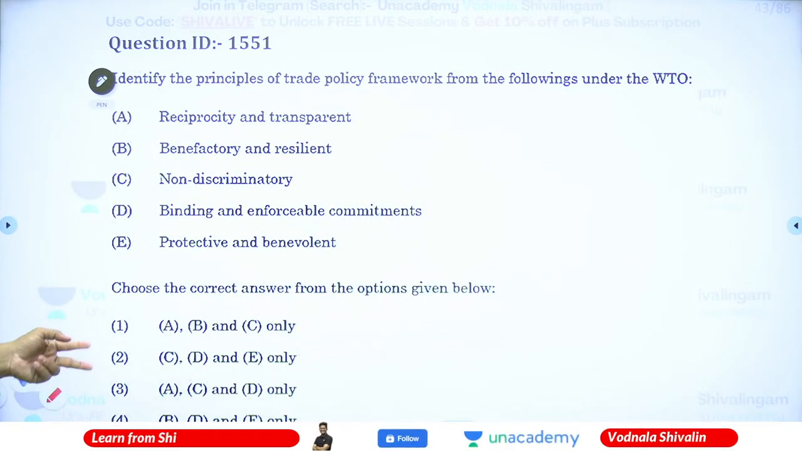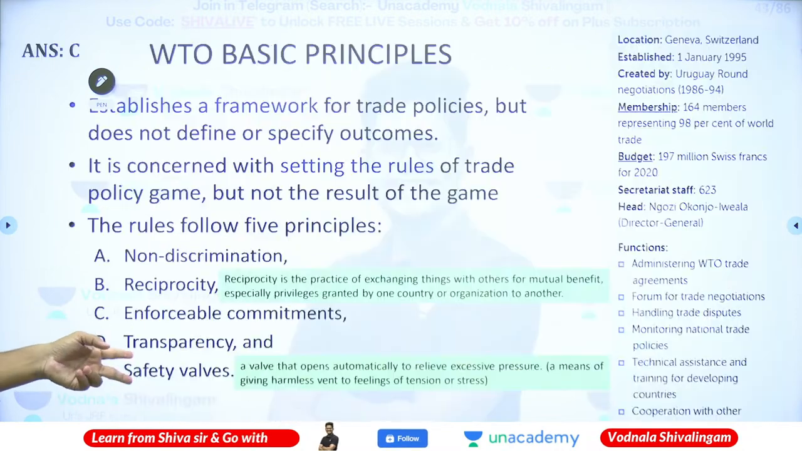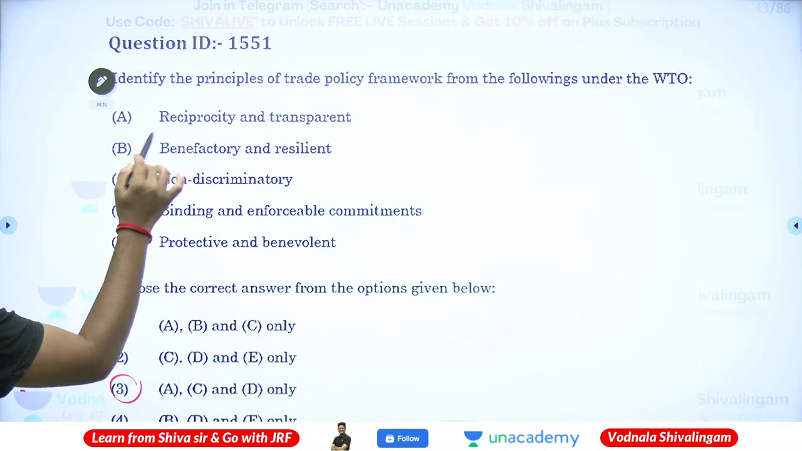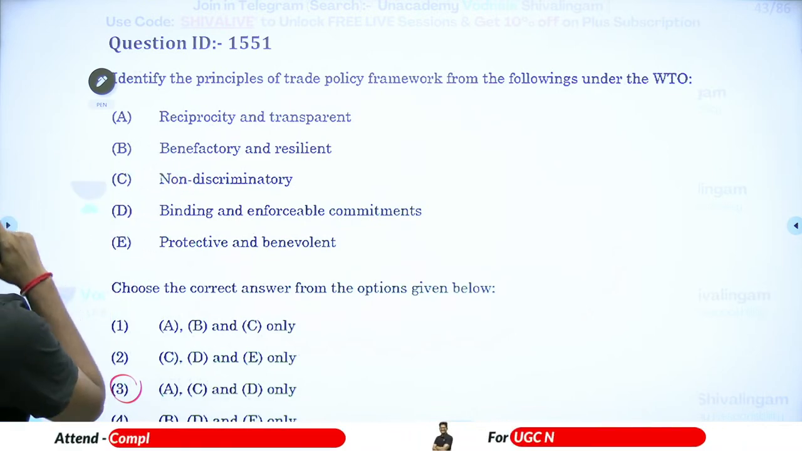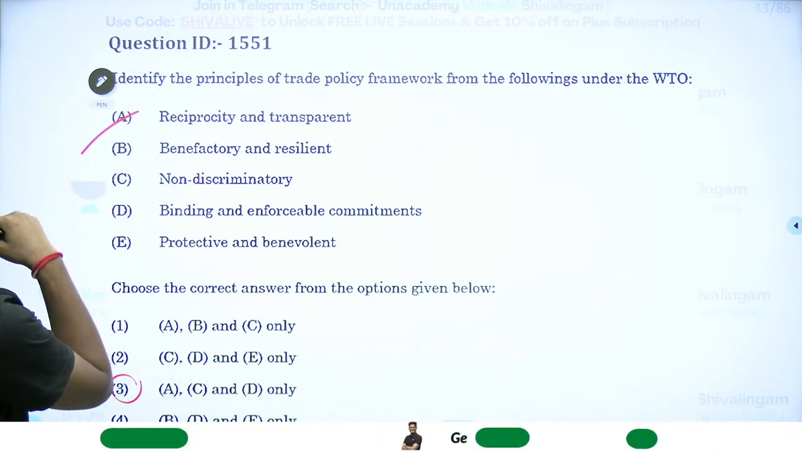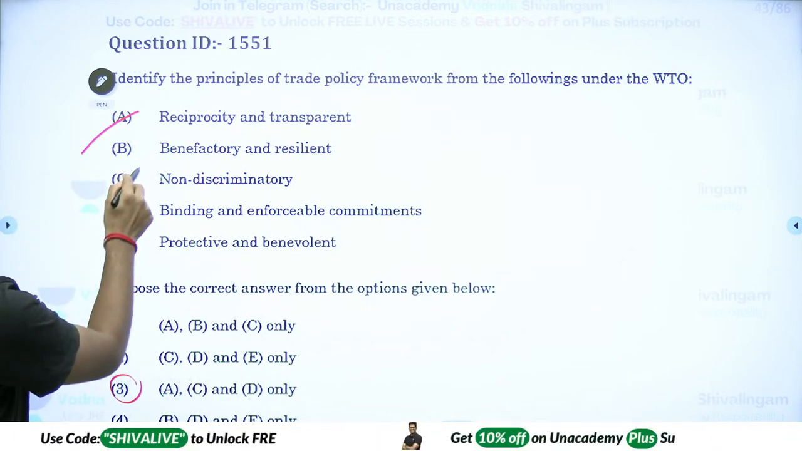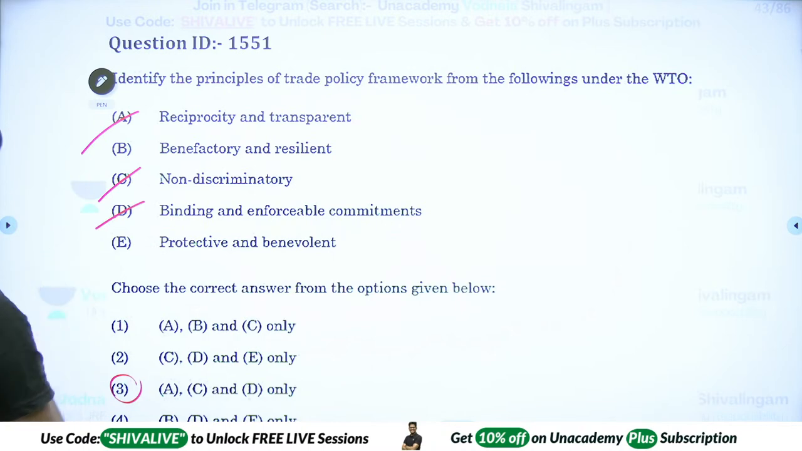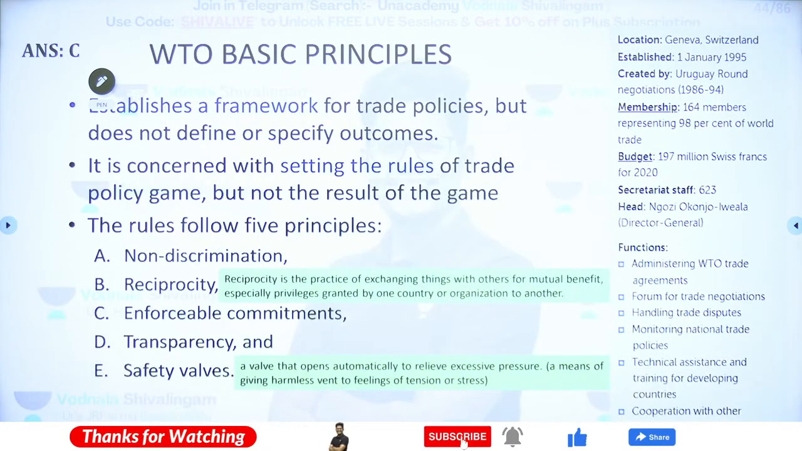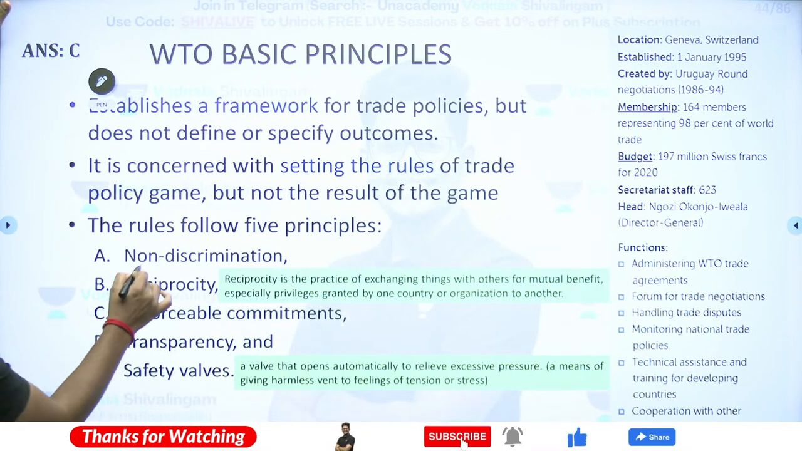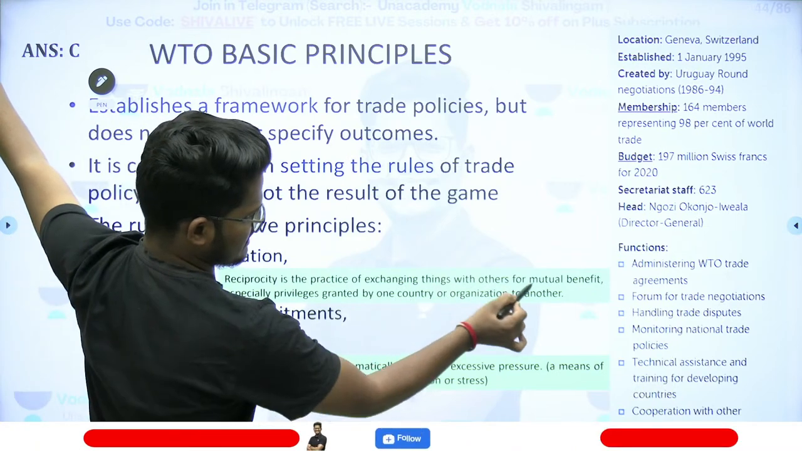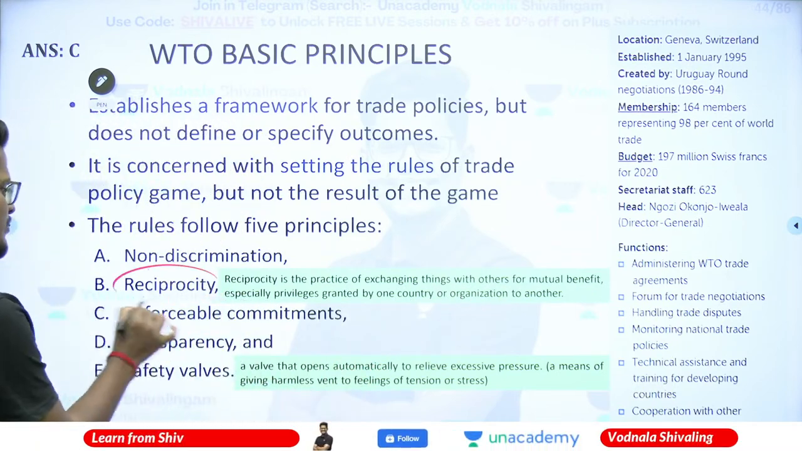So the answer for this question is option C, that is A, C, D. The principles of trade policy under the WTO are A, C, D: reciprocity and transparency, non-discrimination, and binding and enforceable commitment. Non-discrimination, reciprocity means the practice of exchanging things with others for mutual benefit. That is what reciprocity is.